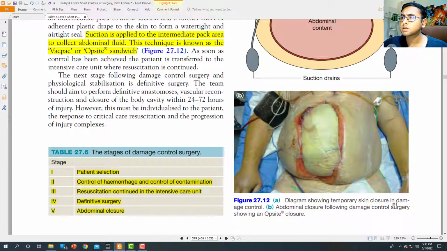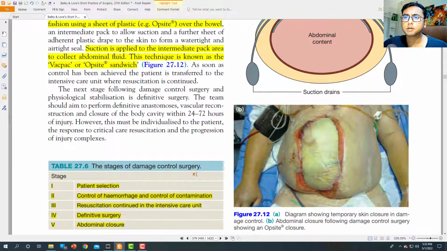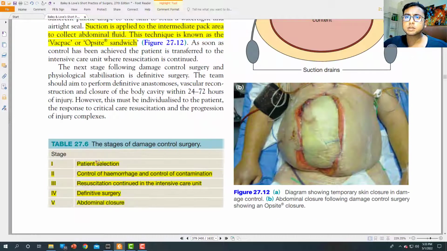Diagram showing temporary skin closure in damage control. Okay, so what are the stages? Patient selection, control of hemorrhage and control of contamination, resuscitation will continue in the intensive care unit, definitive surgery, and abdominal closure.